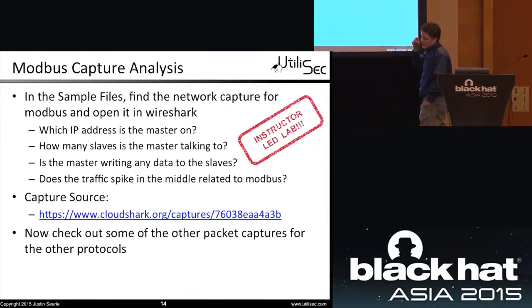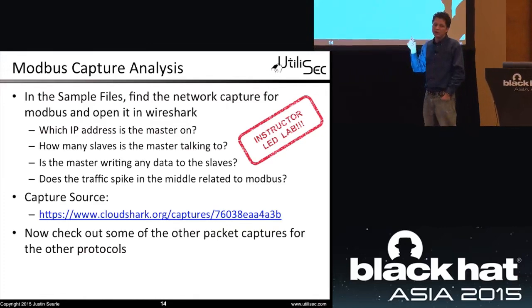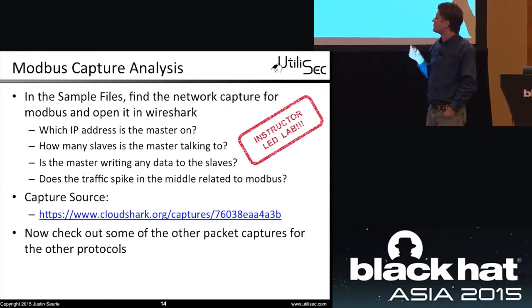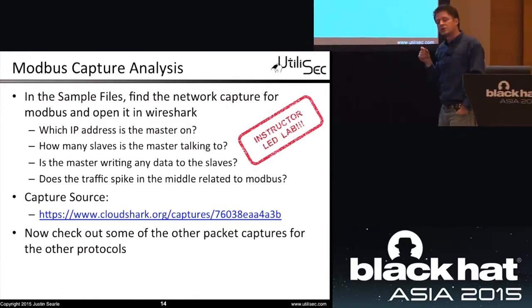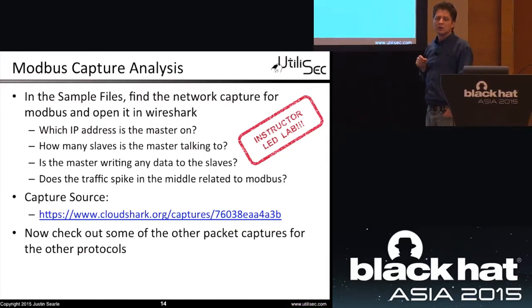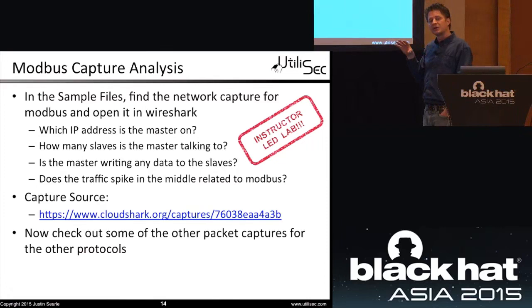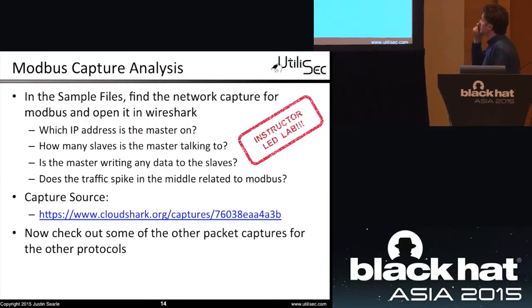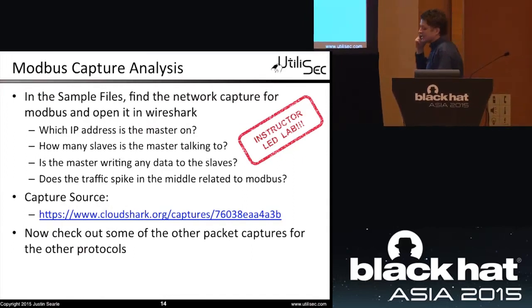I want you to analyze that traffic and identify where the master is, and identify his IP address. Then try to identify how many slaves the master is talking to. By looking at the Modbus traffic, see who that master is talking to and give me a count of how many different PLCs the master is speaking to.